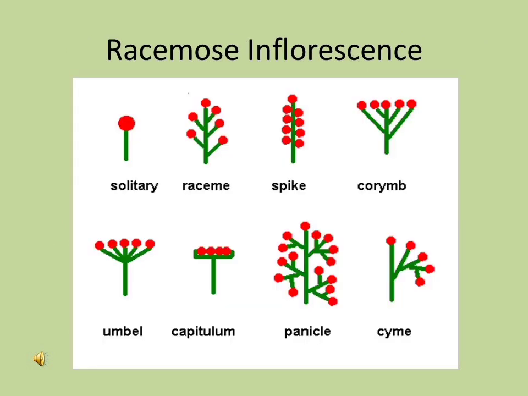The picture shows the types of racemose inflorescence. Solitary flower, raceme, spike, corymb, umbel, capitulum, panicle and cyme.